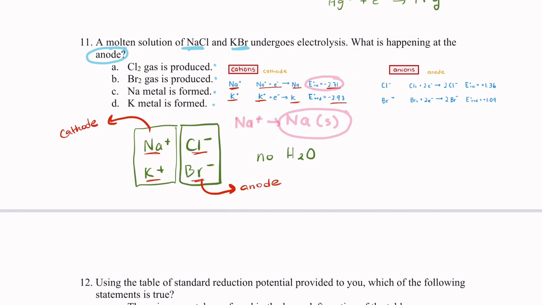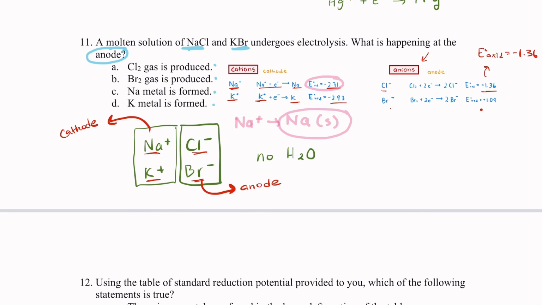For the anions that undergo oxidation at the anode, we can write the reduction potentials as listed and then flip the signs so we have the values in terms of oxidation. Chlorine has a listed reduction potential of plus 1.36 volts for chlorine gas to chloride ions. So the oxidation potential for chloride to chlorine gas is negative 1.36 volts.